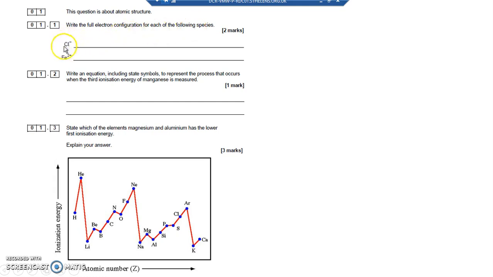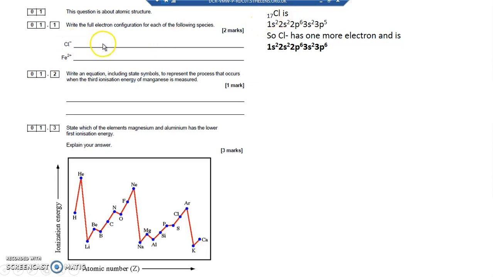Cl-, so first of all you've got to find out what the atomic number is, or the proton number, the number of protons and electrons in a Cl atom. So you'll find out that's 17 if you look it up in the periodic table, but the minus means that it's gained one more electron. A minus means it's gained an electron. So let's have a look at the 17 Cl.